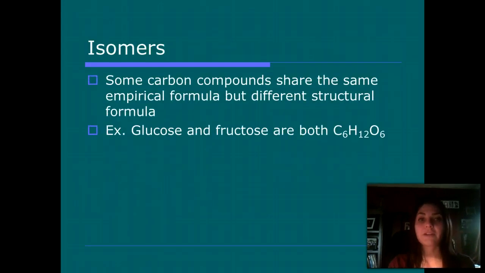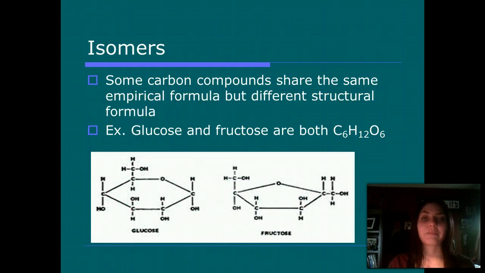We also have things that are called isomers. So some carbon compounds share the same empirical formula, meaning they have the same amount of carbons and hydrogens and oxygens, but they differ in their structural formula. For example, glucose and fructose are both represented by the formula C6H12O6. However, they have different areas where the atoms are located. Fructose is a sugar that's found in plants, just FYI.